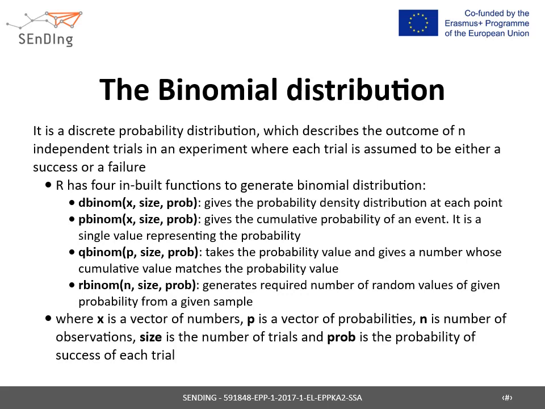The probability of finding exactly 3 heads in tossing the coin repeatedly for 10 times is estimated using the binomial distribution.